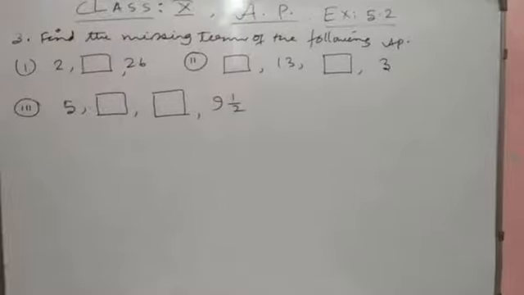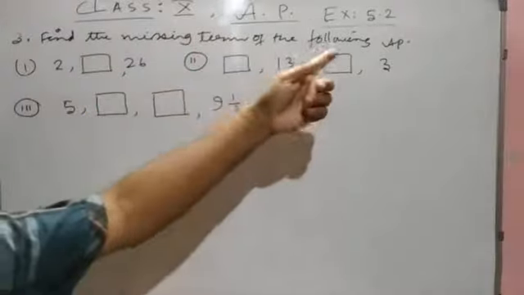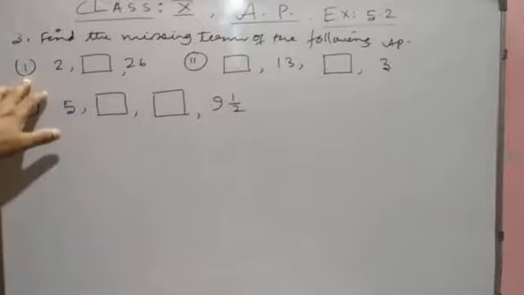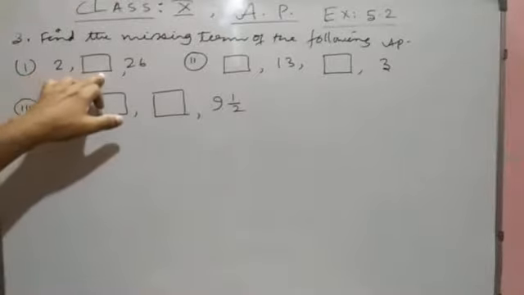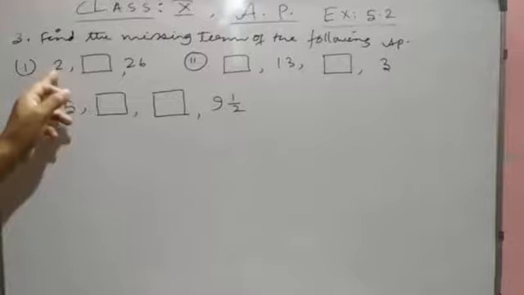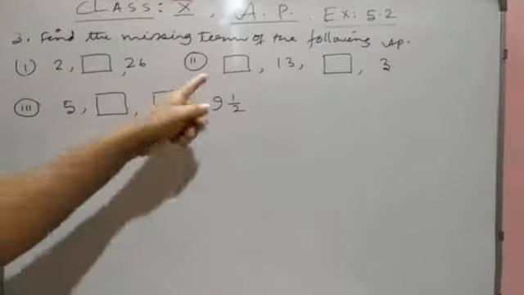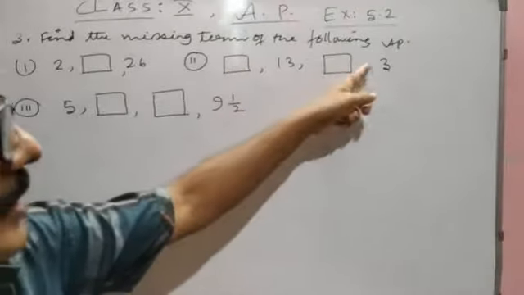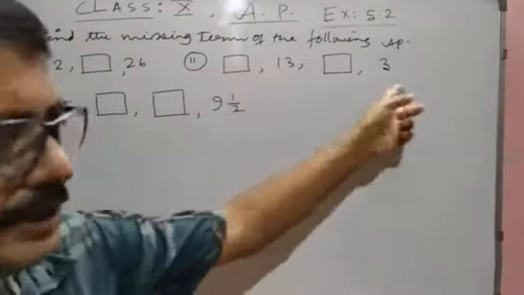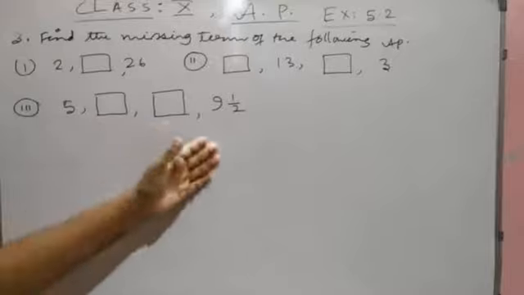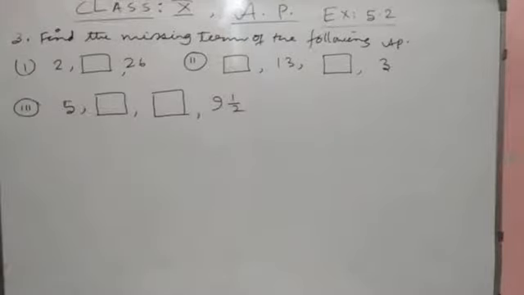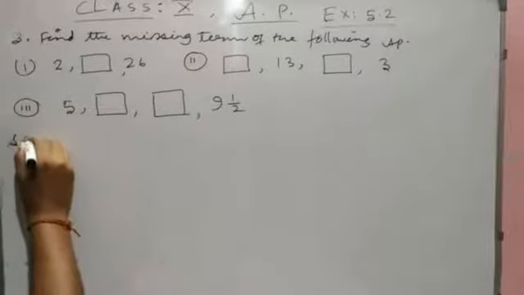Okay, now see question number 3 of our textbook, exercise 5.2. Find the missing term of the following AP. In the first question, 2, then a missing term, and 26, all these terms are in AP, so you have to find out this missing term. Here also there are missing terms, then 13, then missing term, then 13. This means all these are in AP. Here also similar conditions, so we have to find out the missing term. So I am showing the solution of the first question.